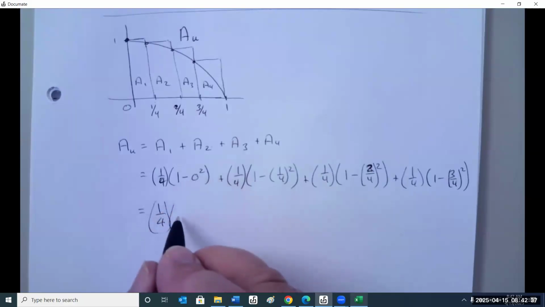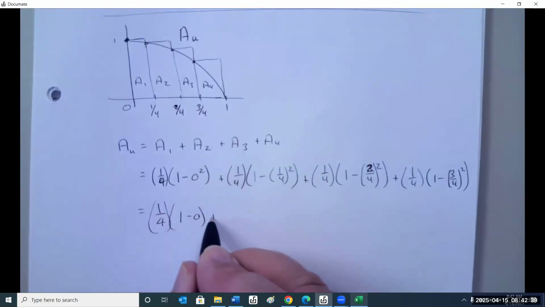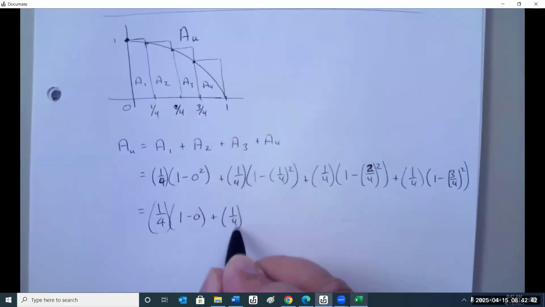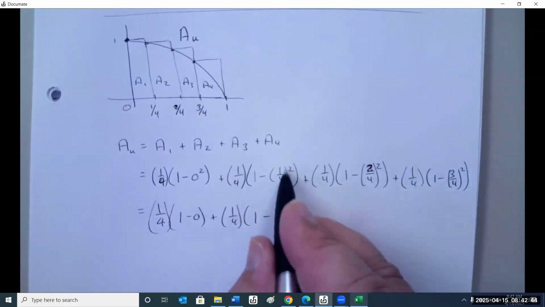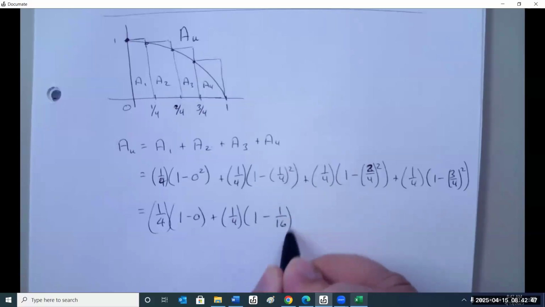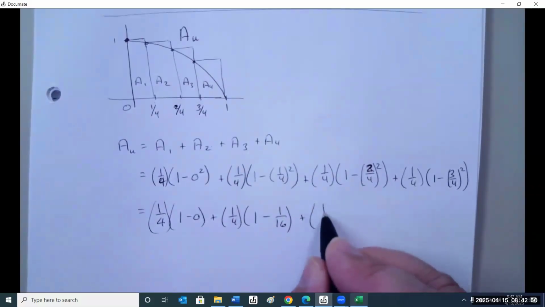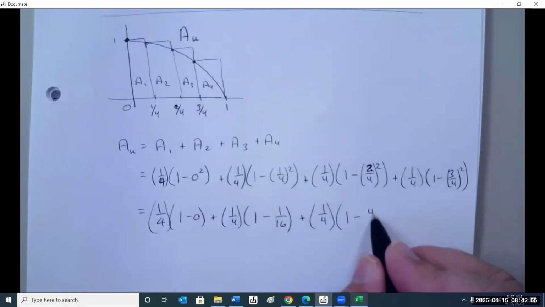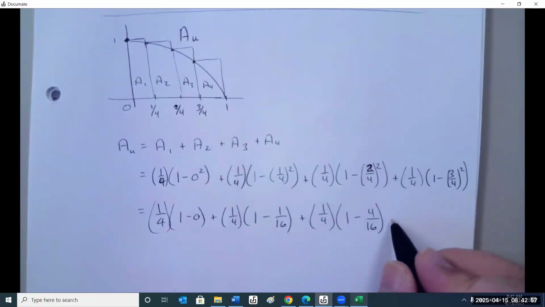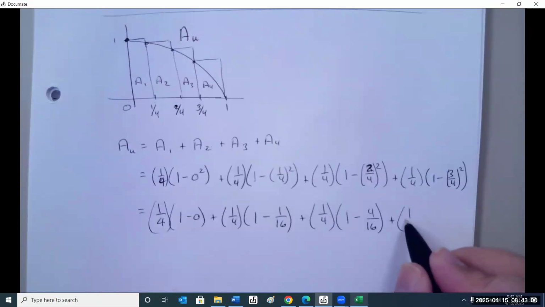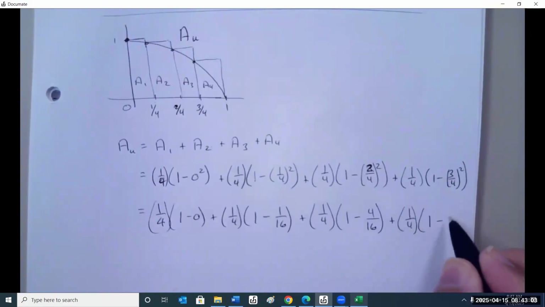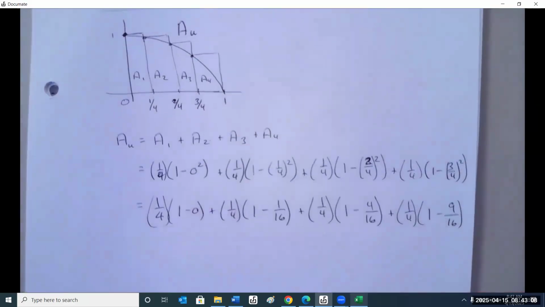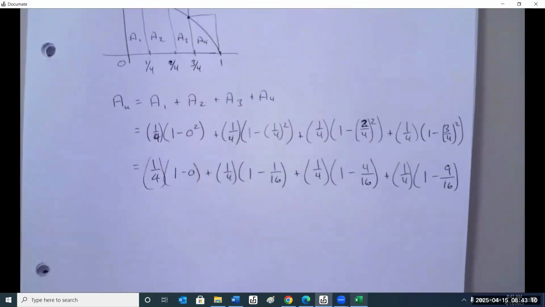So 1 minus 0 squared is 1 minus 0. 1 minus 1/4 squared is 1/16. 1 minus 2/4 squared is 4/16. 1 minus 3/4 squared is 9/16. Again, don't bobblehead. Learn, you should know algebra. This is basic math here.